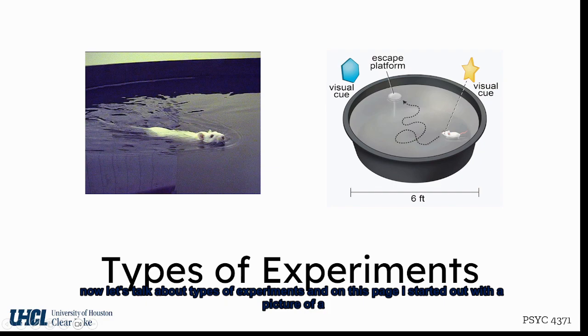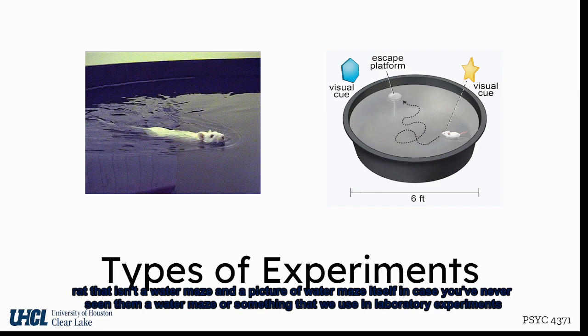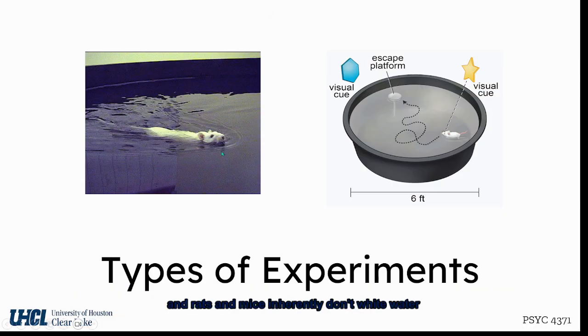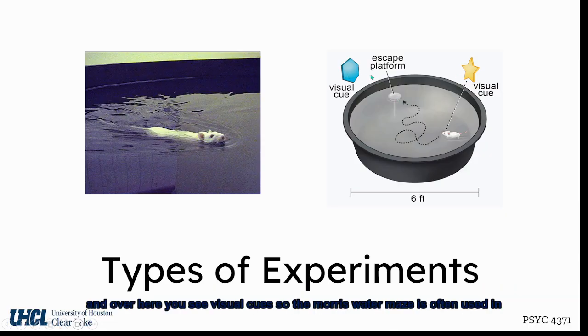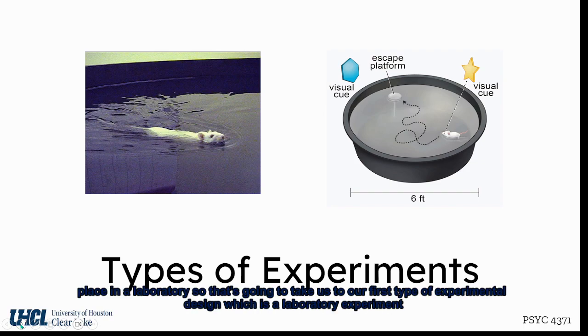Now, let's talk about types of experiments. On this page, I started out with a picture of a rat that is in a water maze and a picture of a water maze itself in case you've never seen them. A water maze is something that we use in laboratory experiments, and rats and mice inherently don't like water. So you can drop them in this pool here, and they're going to learn how to get to this escape platform. And over here you see visual cues. So the Morris water maze is often used in visual spatial memory and learning experiments that take place in a laboratory.